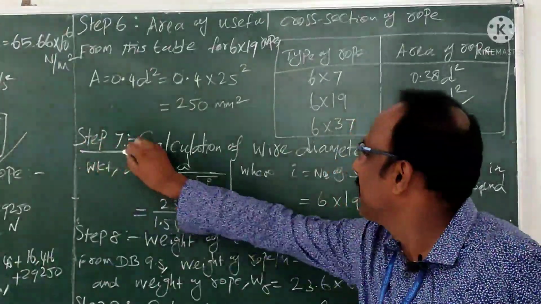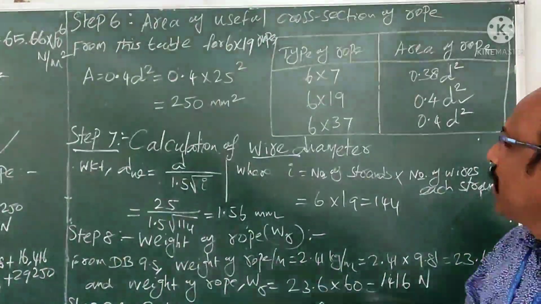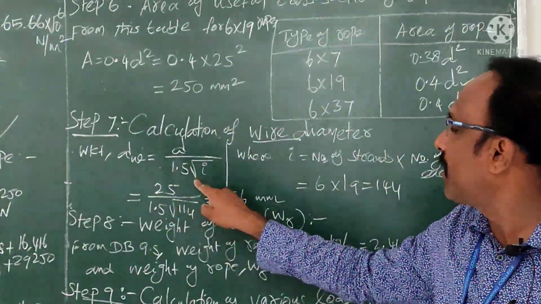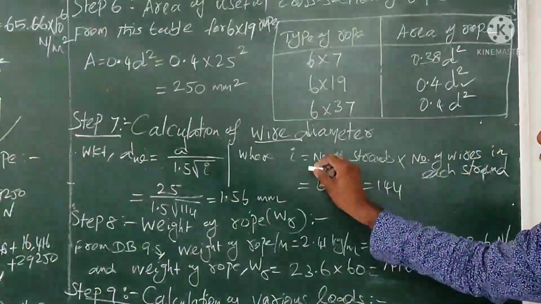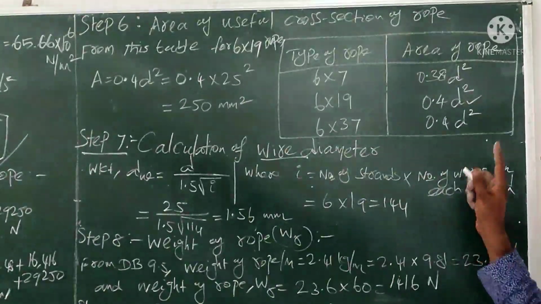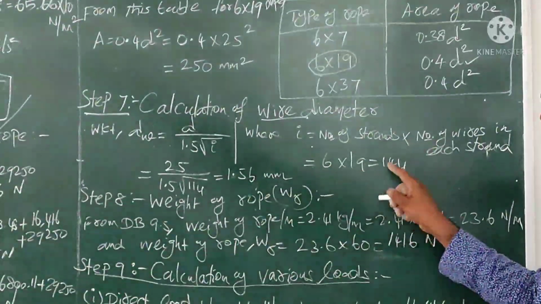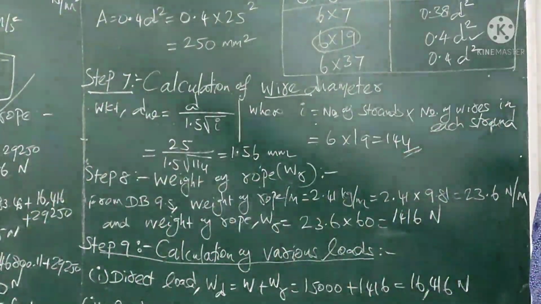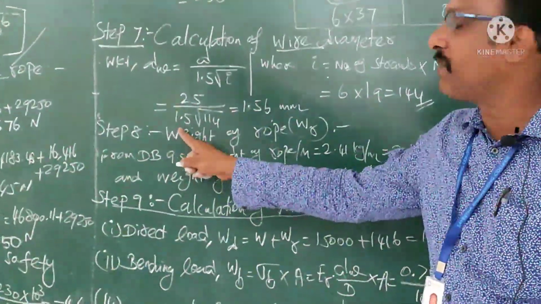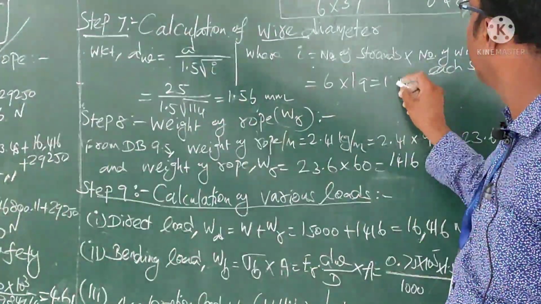Step number 7, we need to calculate the diameter of wire. We know the formula: d suffix w is equal to d by 1.5 square root of i, where i is equal to number of strands times number of wires in each strand. Already we selected the 6 × 19 rope, so 6 × 19, multiplication gives the value 114. Now substitute here: 25 divided by 1.5 square root of 114.